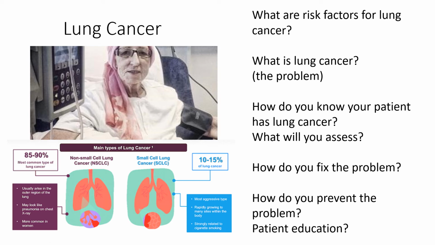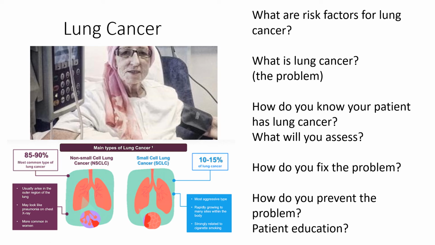So how do we know our patient has lung cancer? What are we going to assess in them? What are we going to hear? What are we going to see? Patients can have a new cough that does not go away or changes in a chronic cough. So they might have a cough, but it changes. Hemoptysis, so they're going to cough up blood, shortness of breath, wheezing, hoarseness, and chest pain. A headache and bone pain may also be present in these patients, and weight loss is very common because they are not feeling well. We diagnose this with a chest x-ray.